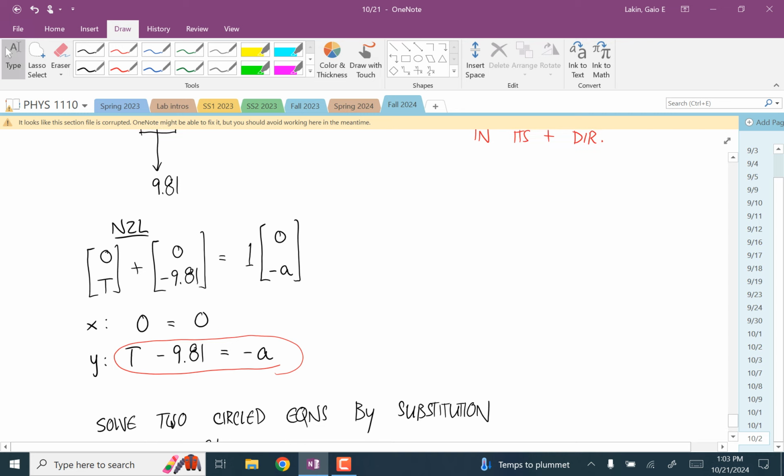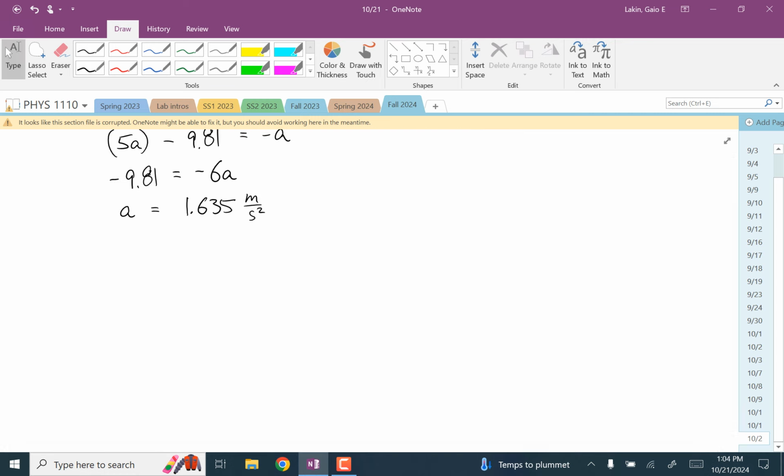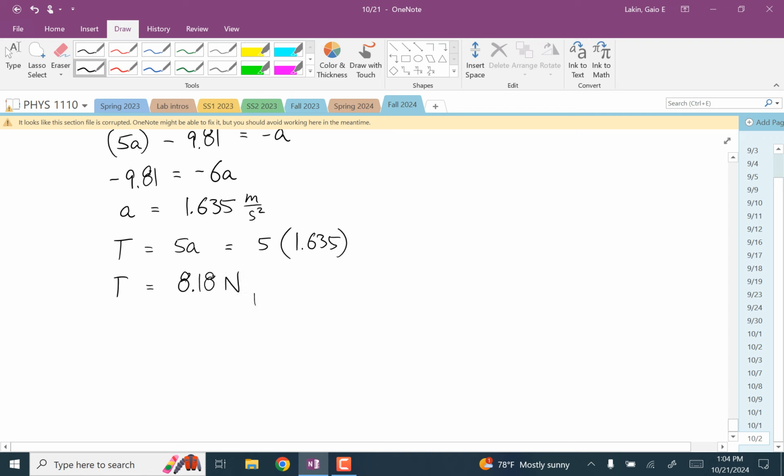And now to calculate t, you can go to any equation you have, as long as you haven't made any mistakes, is valid. So just look for one that'll give you t. We know that t is equal to 5a. So 5 times 1.635. So the tension in those cables is 8.18 newtons.